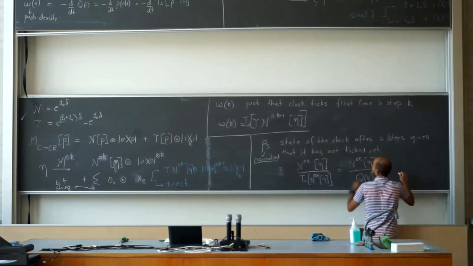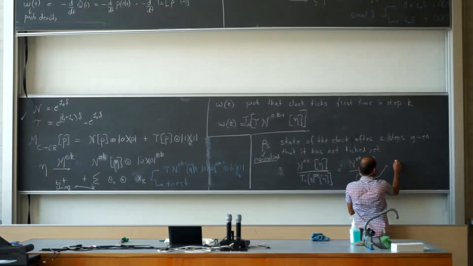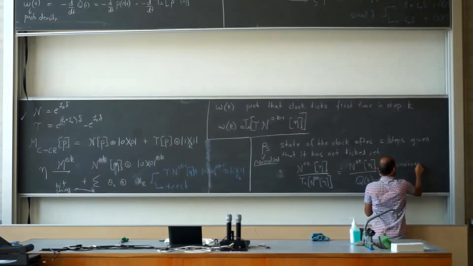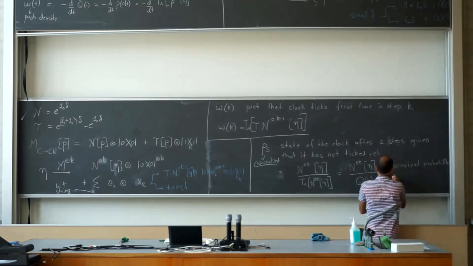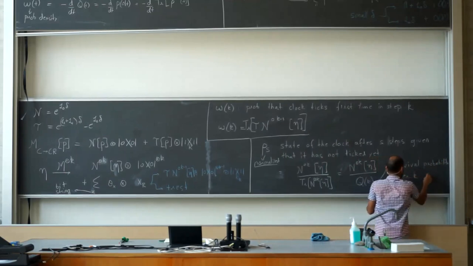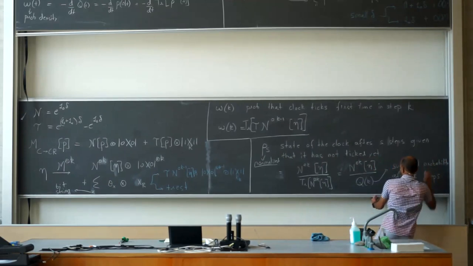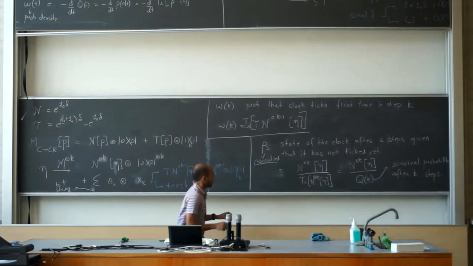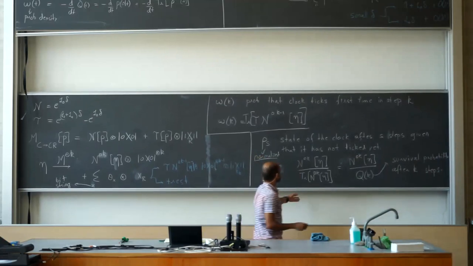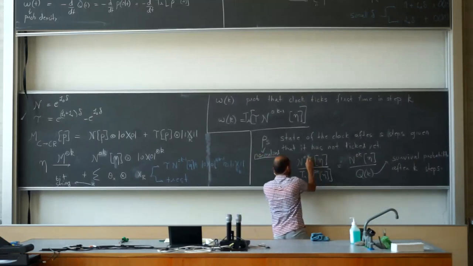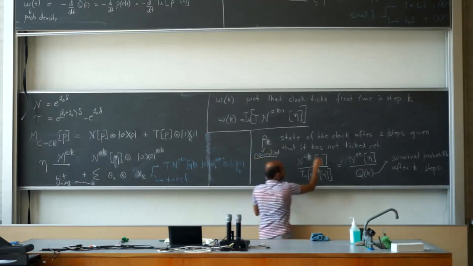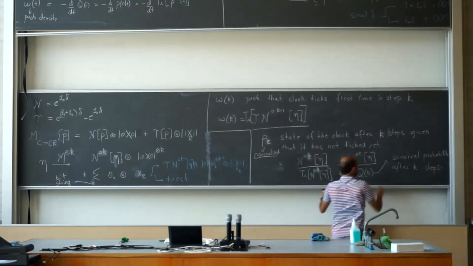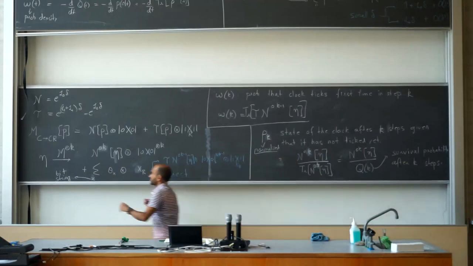So this I label the same way as q there. It's the survival probability after k steps. Sorry, not k, I was doing s. So I should write this all as s. Easier would just be to replace the k here. Yeah. s steps. All right.